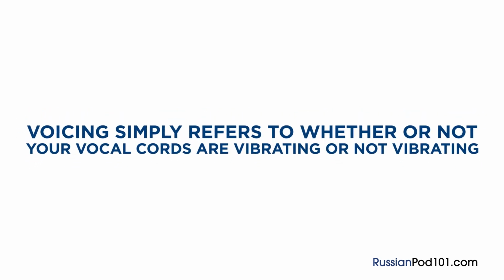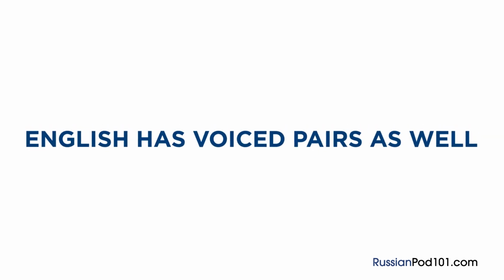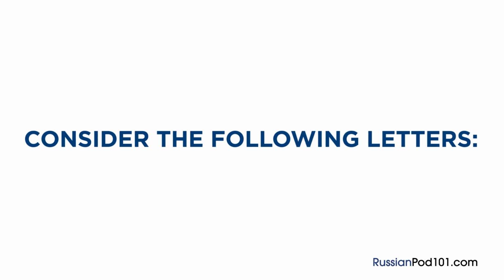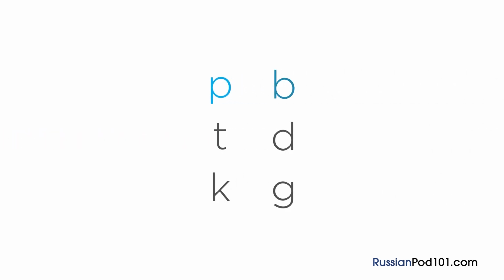Voicing simply refers to whether or not your vocal cords are vibrating. English has voiced pairs as well. Consider the following letters: P, B, T, D, K, G. Do you notice the relationship between these letters? The letters in each pair are pronounced exactly the same, the only difference being that one requires your vocal cords to vibrate and the other to not vibrate.